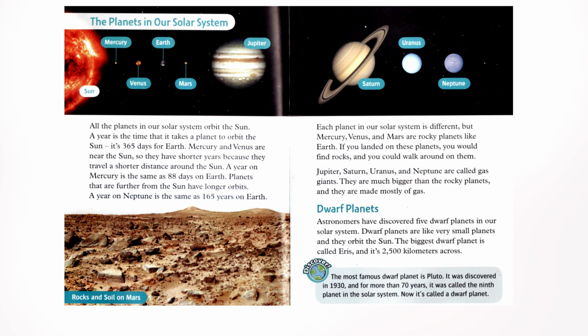The most famous dwarf planet is Pluto. It was discovered in 1930, and for more than 70 years it was called the 9th planet in the solar system. Now, it's called a dwarf planet.